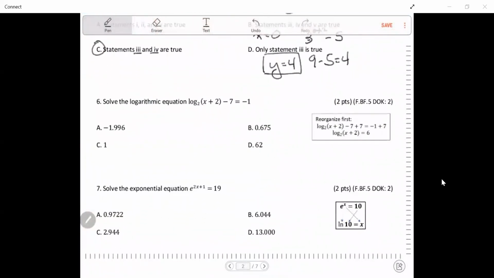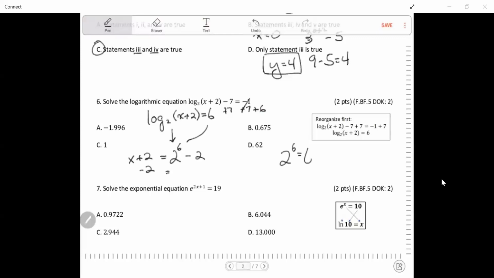Solve the logarithmic function. Well, the first thing you want to do is add 7 to both sides, and that would make this side a +6. All right, so now we write it as log 2 of x plus 2 equals 6. We drop the base to bring this 6 down, and we get x plus 2. Then we subtract 2 from both sides, and we're going to get 2 to the 6th power. You can put that in your calculator, but I happen to know that that's 64. So we're going to get 64 minus 2, and that's going to give us a 62, which is right there.